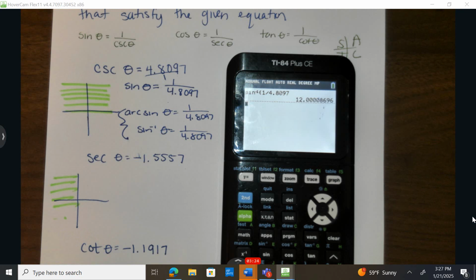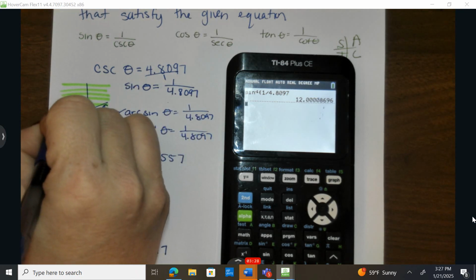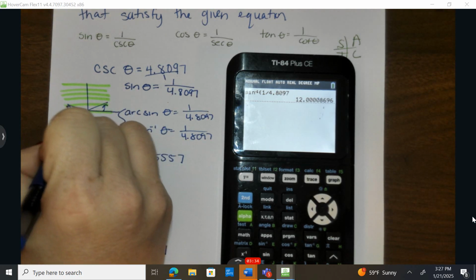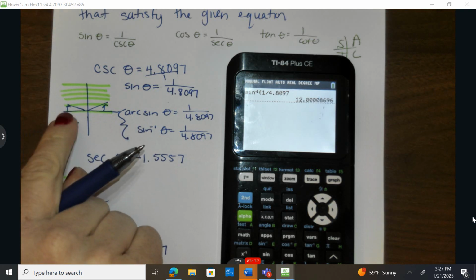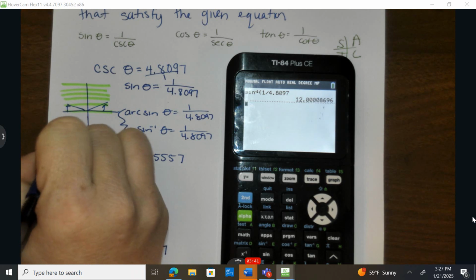So I come up with 12. Similar to the last video, we're going to go 12 up on the right, and in this case 12 up on the left. So my reference angle is 12, and now I'm going to identify those two angles. So I believe 12 degrees is one, and when I take 180 and subtract 12 degrees, I'm at 168.